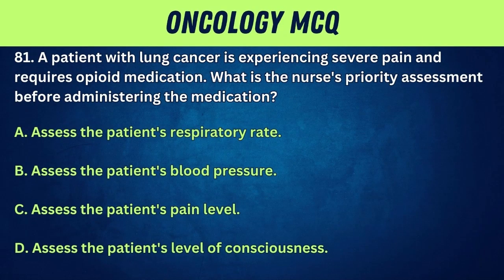81. A patient with lung cancer is experiencing severe pain and requires opioid medication. What is the nurse's priority assessment before administering the medication? A. Assess the patient's respiratory rate. B. Assess the patient's blood pressure. C. Assess the patient's pain level. D. Assess the patient's level of consciousness.